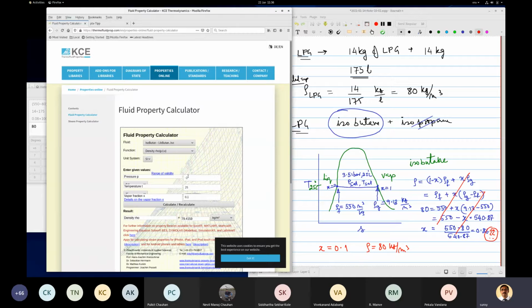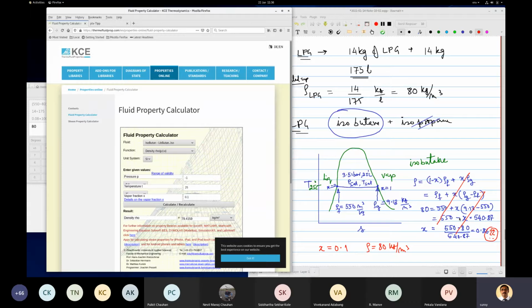So for 25, Psat is already known inside the program. I cannot give the value. It is known from inside because Psat is related to Tsat. Once Tsat is known, Psat becomes 3.51 automatically inside. I only have to give the X values, so that is why I cannot put Psat. That's what I found out here. So X is equal to 0.1.